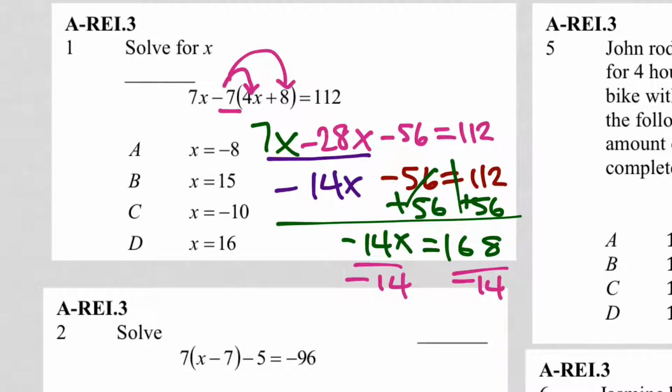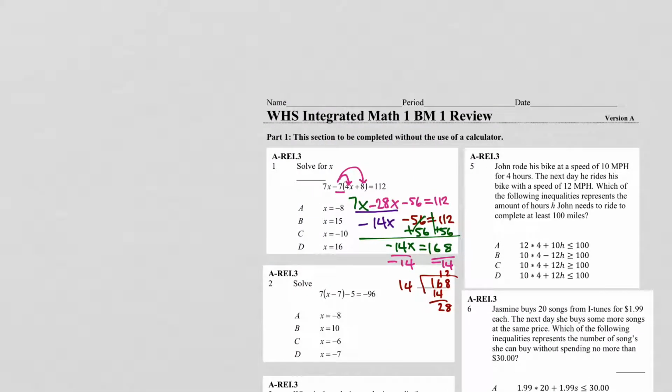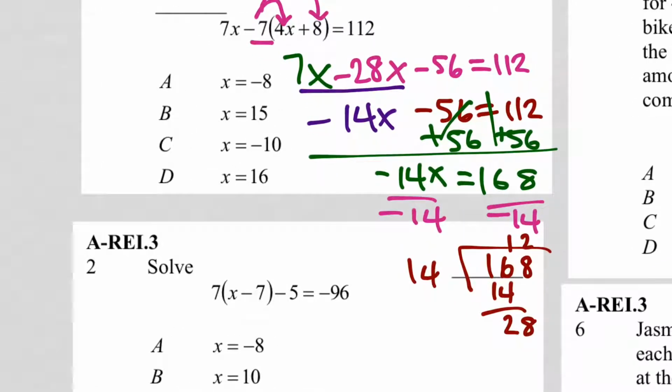168 divided by negative 14 will end up giving us, let's see, and what's going to be a negative? It's going to be negative 12. Now the answer is not even there, but that's okay. Negative 12.